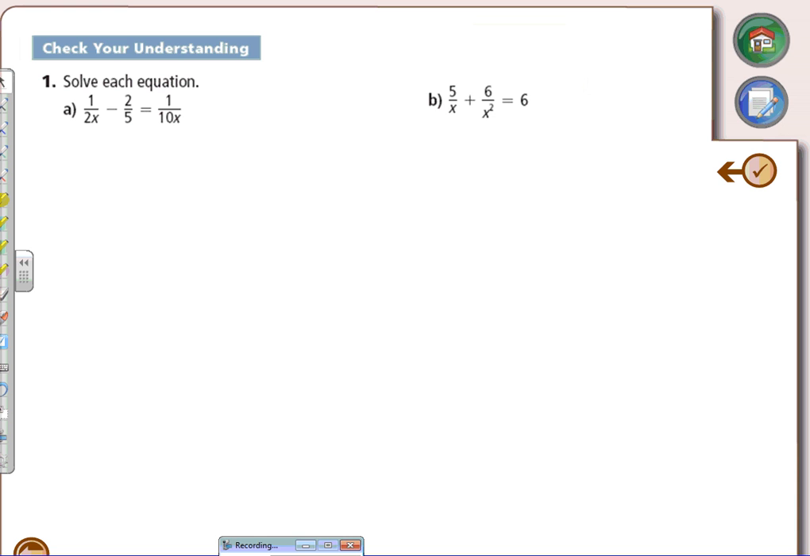All right, so step number 1. Make sure that you have an equation. Yes, I have an equation. I can then use this second method. Figure out what your LCD is. 2x, 5, 10x. That LCD is going to be 10x. Multiply all terms by 10x.